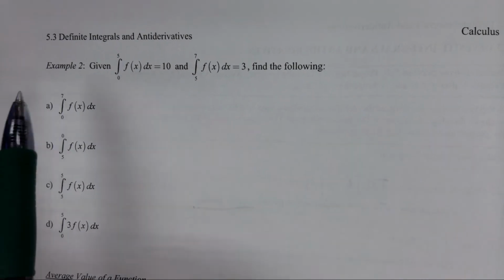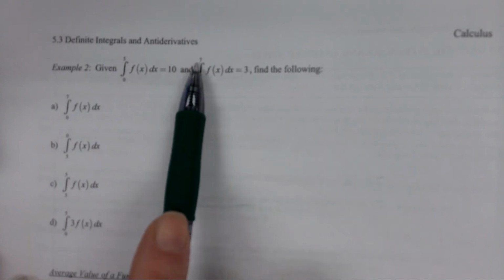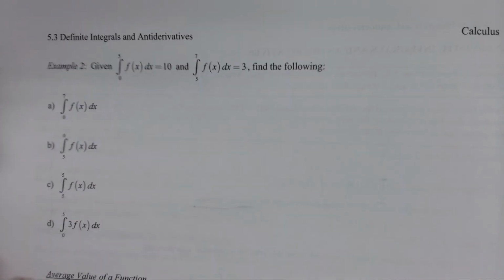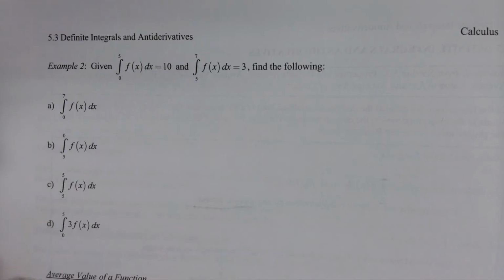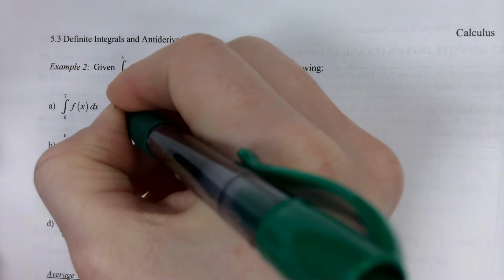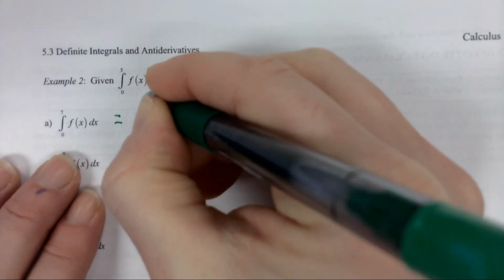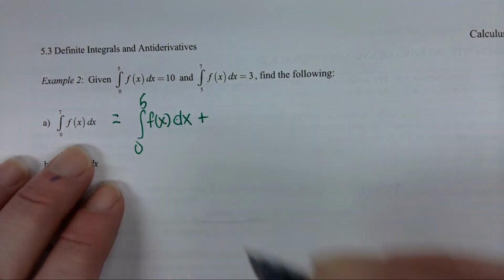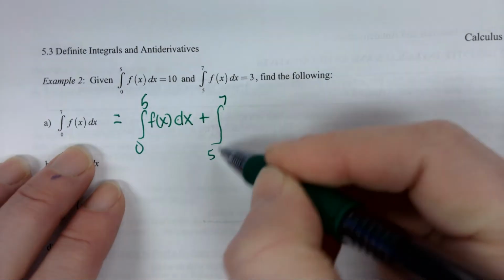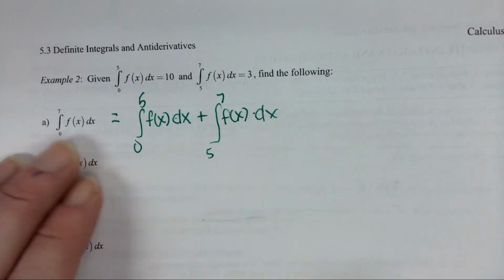So this time I give you some different information. I give you the integral from 0 to 5 of f of x dx is 10, and the integral from 5 to 7 of f of x dx is 3. So my question is, what's the integral from 0 to 7 of f of x dx? What can I do? Well, I'll just show you what I'm doing here. I can add the integral from 0 to 5 of f of x dx, because this is the additive rule, plus the integral from 5 to 7 of f of x dx together, because those two things together should give you this. And what are those things?